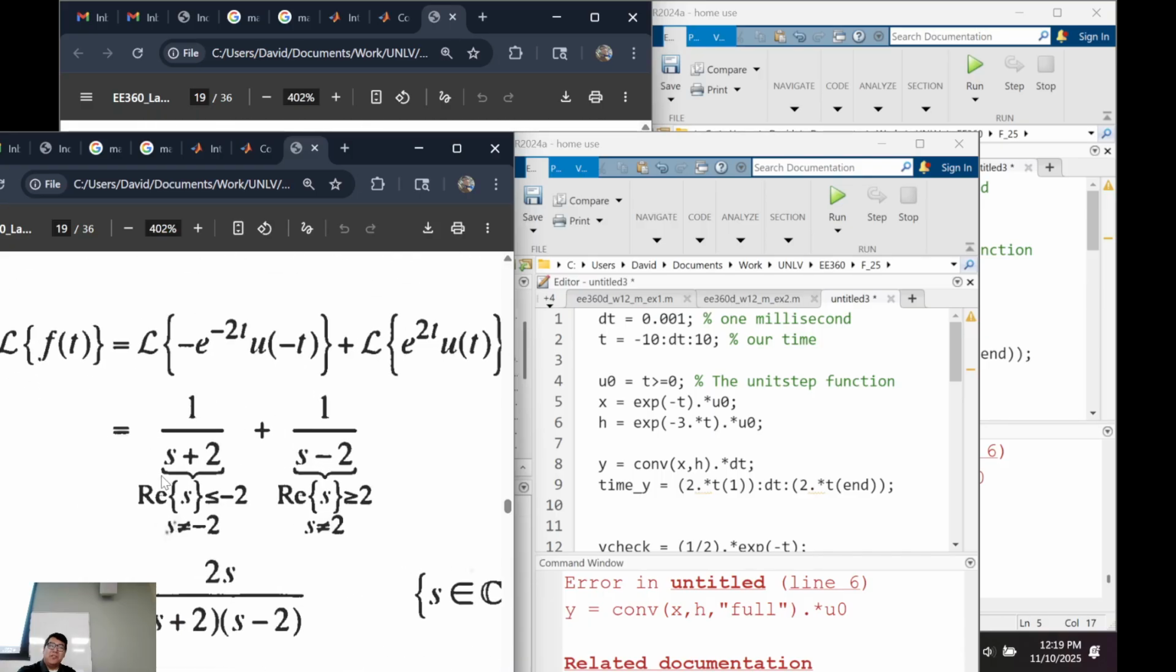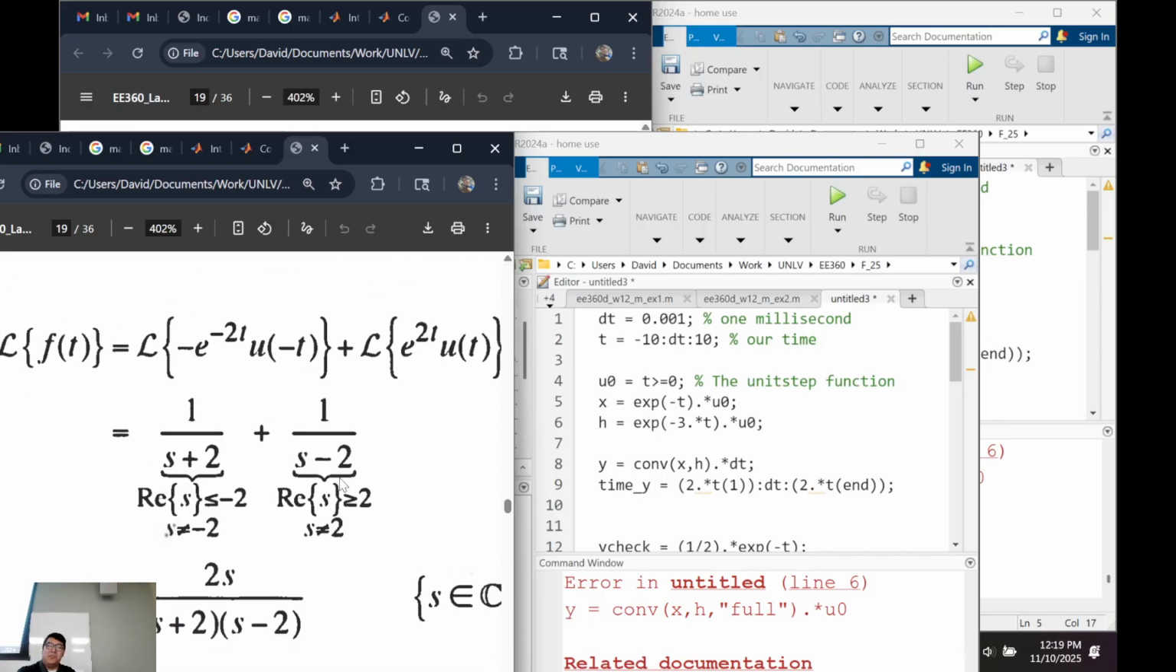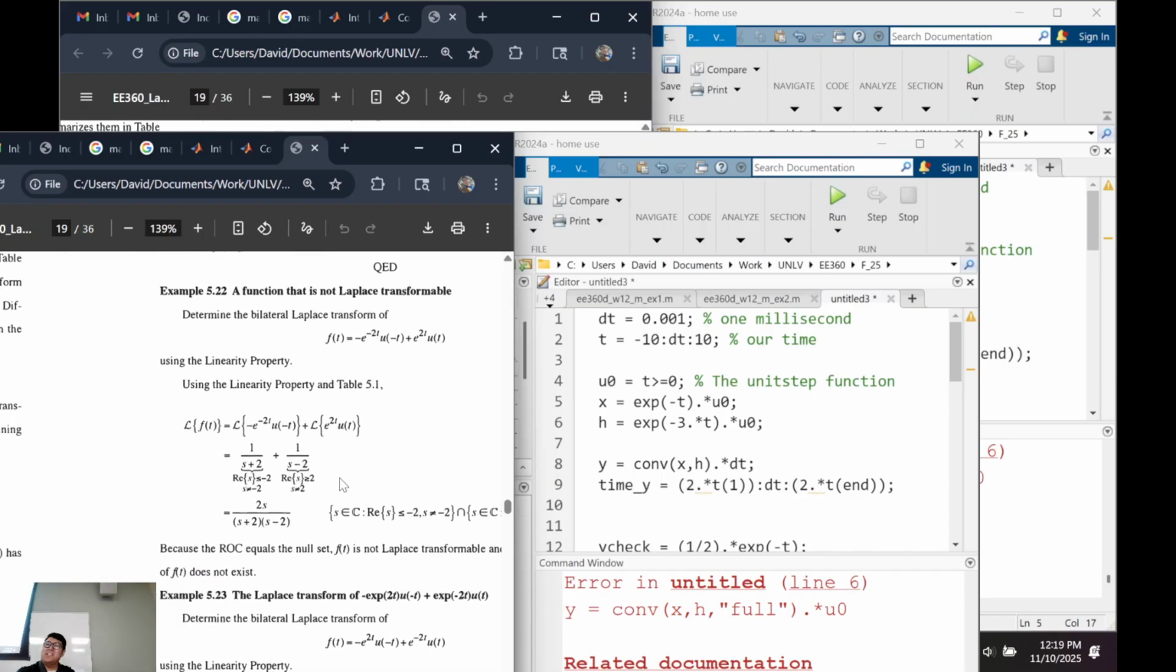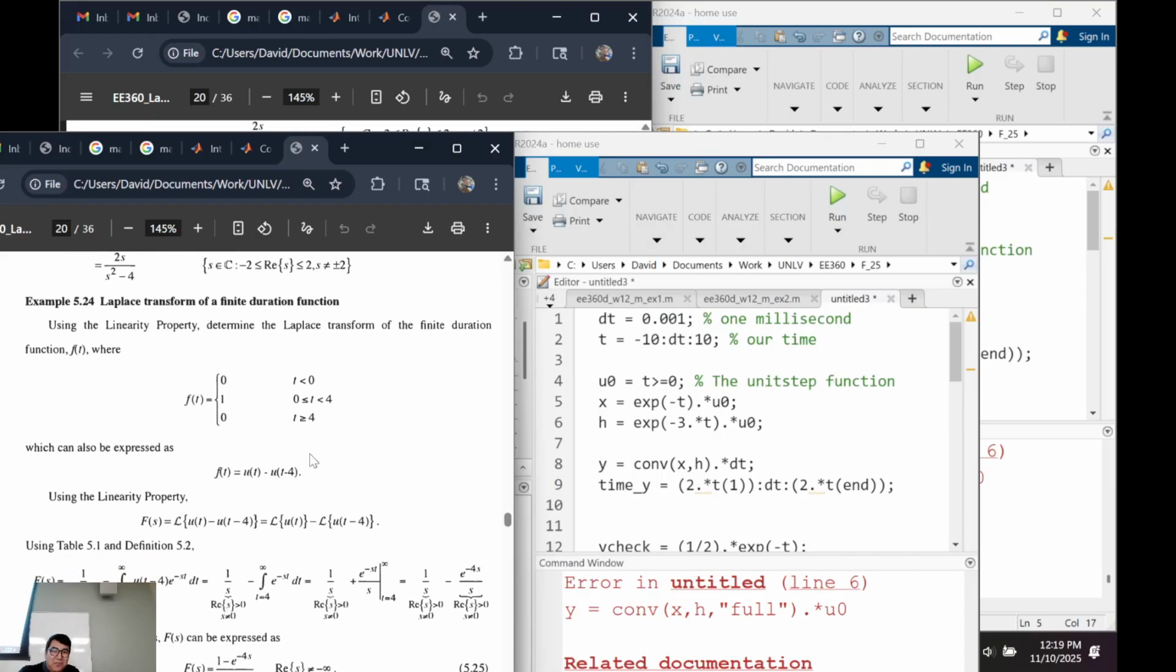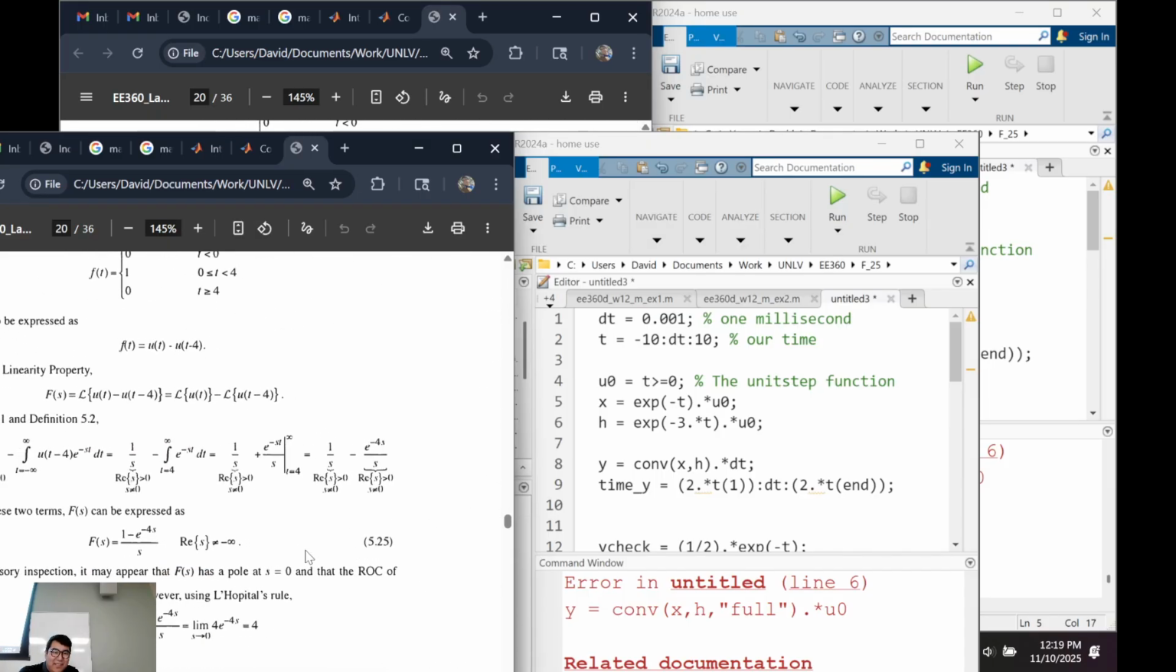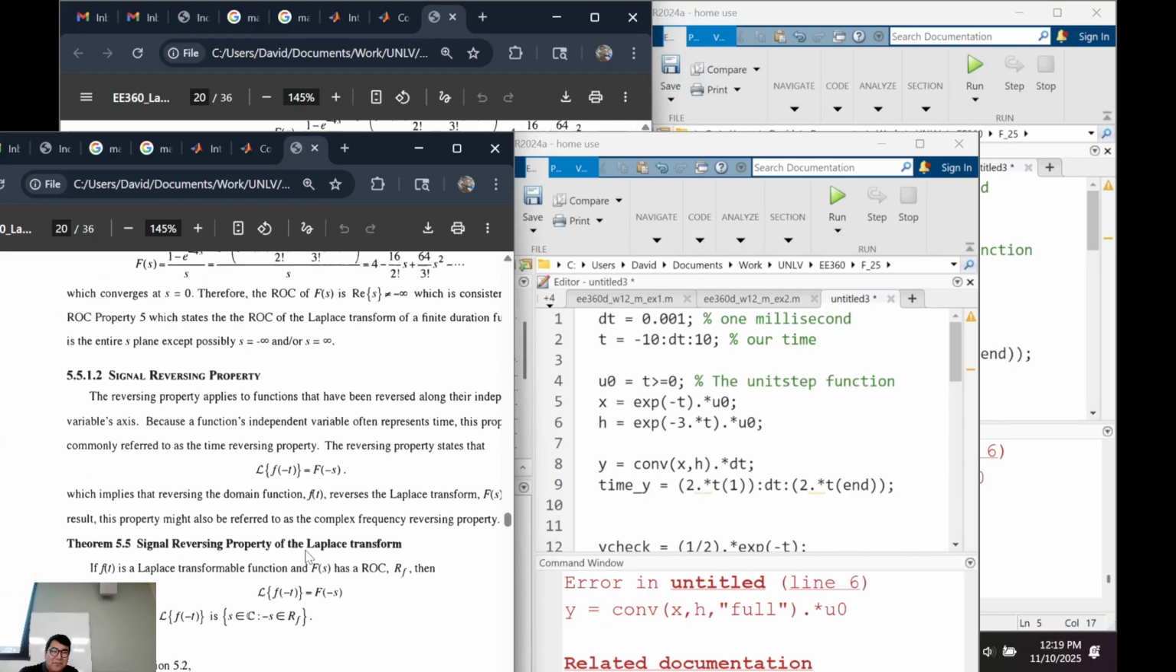And basically, you can do this. Here's the region that converges, 1, 2, boom, you can solve your exam. Easy. Laplace transform of a finite duration signal function. Can you guys do that? Yeah, you guys should be fine.